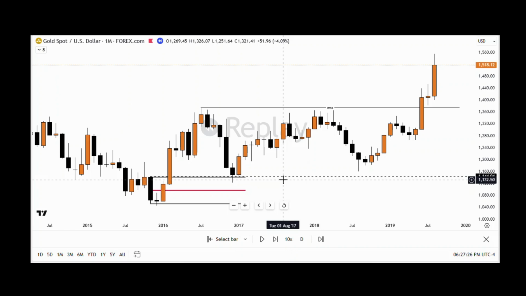Before I continue to the second criteria, it's worth saying that the order block, or the candle that is the order block, is the last candle in the trend. In this example, the trend is going down, so the very last candle in that trend is your order block.